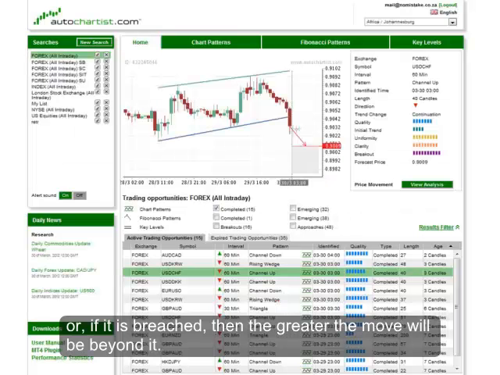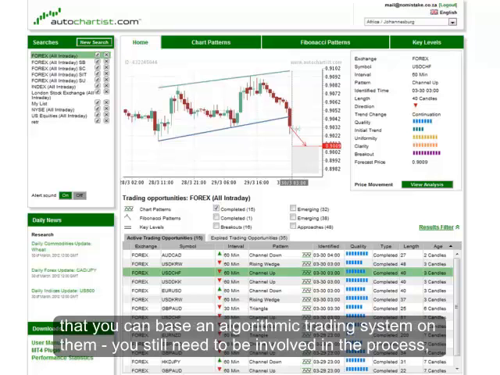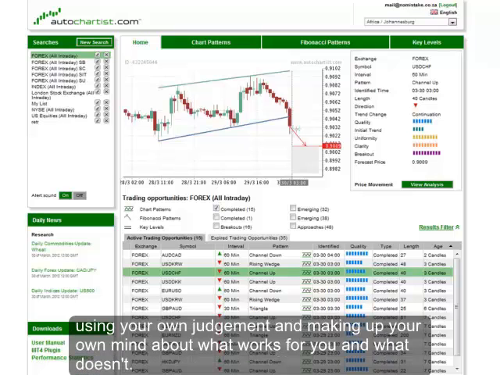So in summary, remember, the quality indicators are aids that most often help you to determine the visual quality of patterns. And they are not so robust that you can base an algorithmic trading system on them. You still need to be involved in the process, using your own judgment and making up your own mind what works for you and what doesn't.